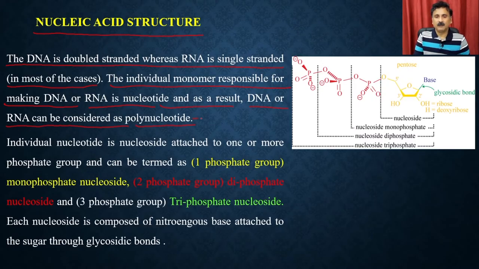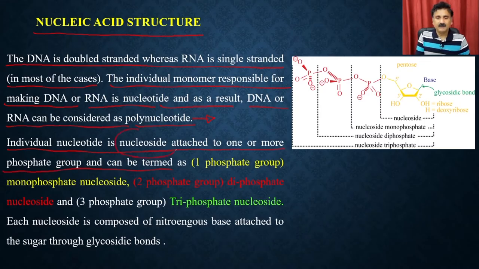Just like we have polymeric sugars, and we have polysaturated fats, similarly you can call the nucleic acid, whether DNA or RNA, a polynucleotide, because it is a summation of nucleotide molecules. So what is a nucleotide? The individual nucleotide is a nucleoside attached to one or more phosphate groups.